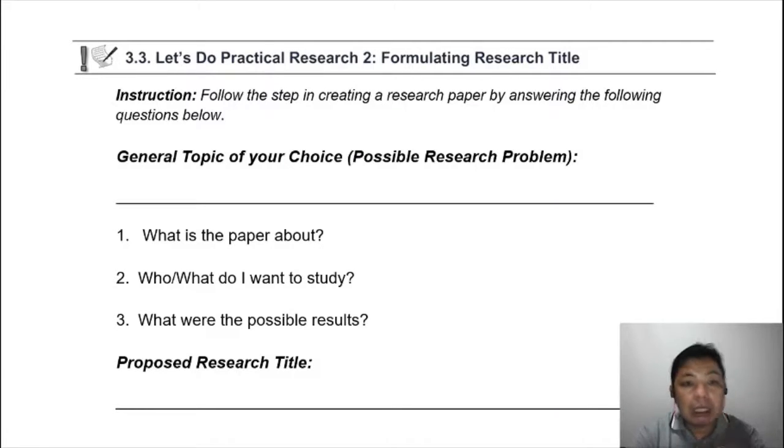Number one, what is the paper about? Tungkol ba saan yung research na gagawin nyo? Pangalawa, who or what do I want to study? At pangatlo, what were the possible results? So, these are the three steps that you're going to be using in order for you to come up with your research title, which is based on your research problem. Okay? Sulat nyo na lang dyan sa baba kung ano yung proposed research title nyo.